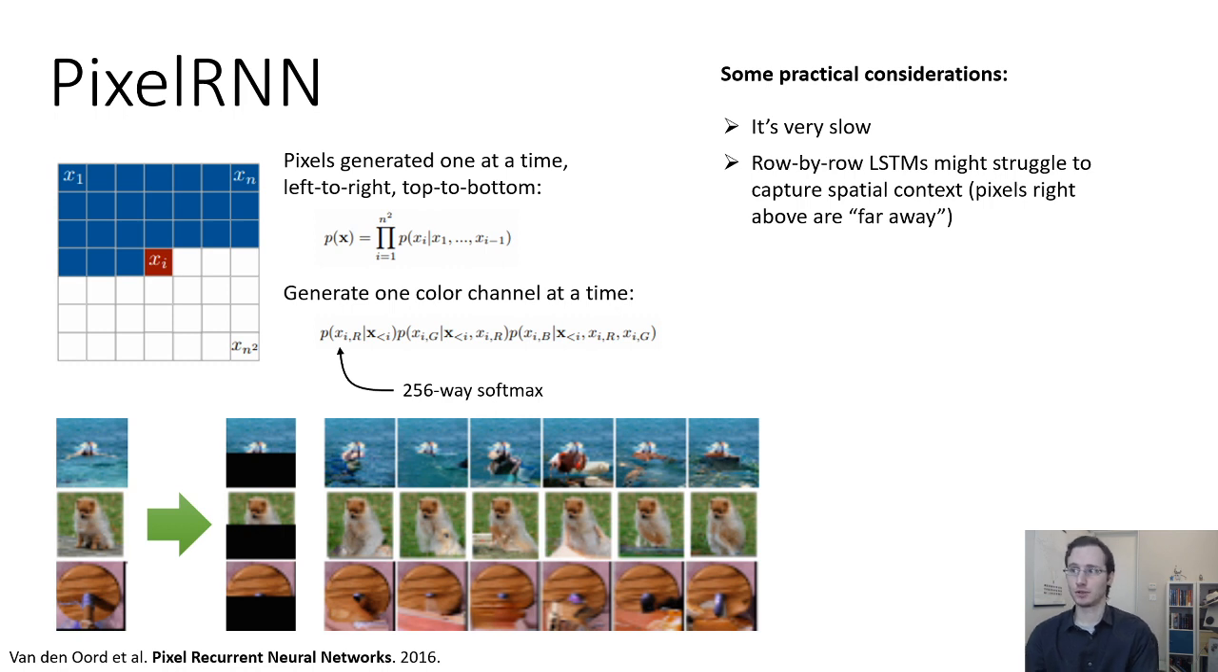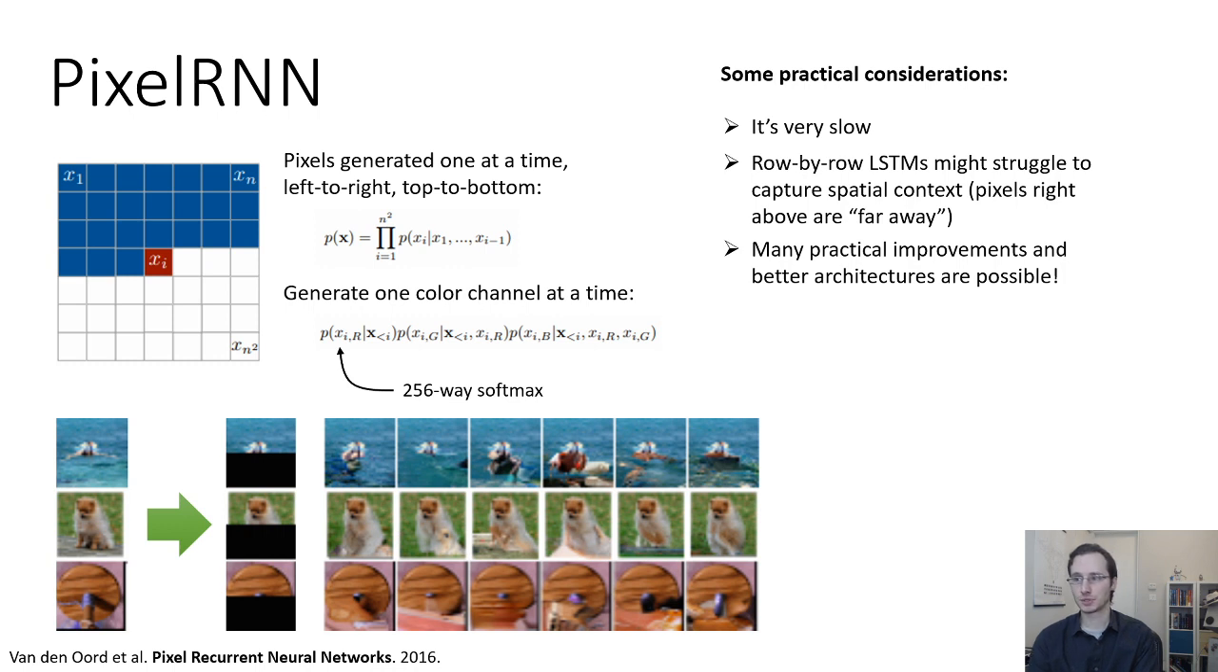Generating the image row by row like this might fail to capture some of the spatial context that is present in images. Because the pixels that are located right above in the scan line are considered to be far away in the RNN ordering. So even though the pixel right above x_i should be very similar to it because of spatial coherence, in a 32 by 32 image it would be 32 steps away. So the RNN might struggle to remember what was going on. And there are various tricks that we can use in practice to mitigate this issue with pixel RNNs. And there are also many practical improvements and better architectures that are possible to improve pixel RNN further.